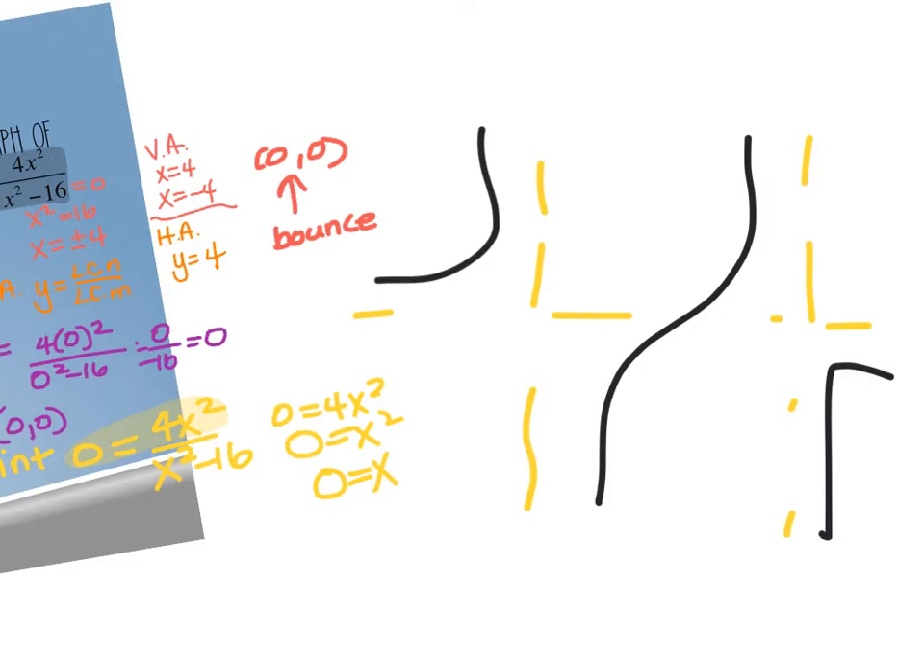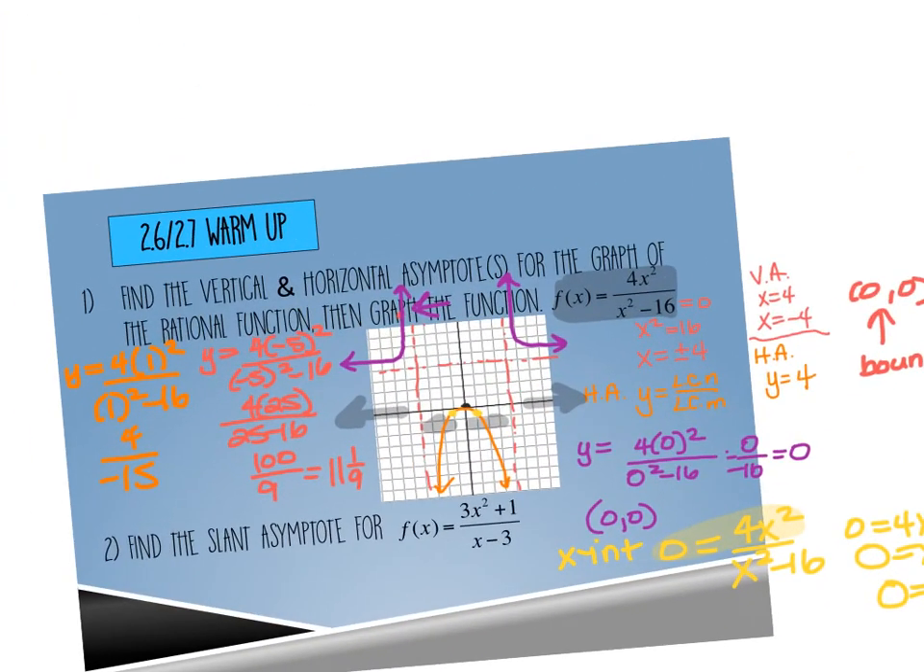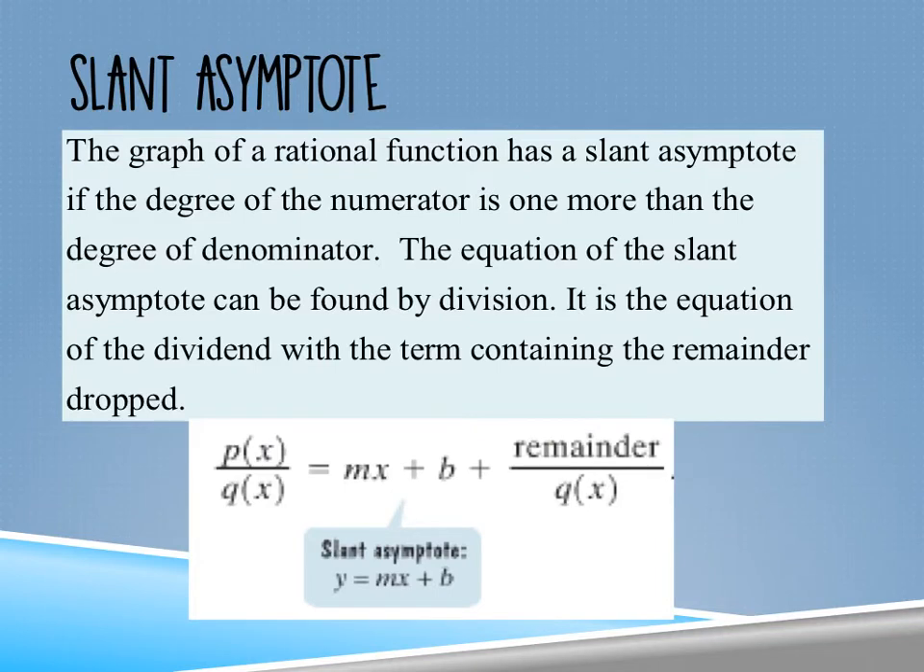Yeah, okay. All right, so let's finish with the slant asymptote. I'm going to go back to the notes, and this is where we left off. So a slant asymptote occurs if the degree of the numerator is 1 more than the degree of the denominator. So if the highest exponent in the numerator is 1 more than the denominator. It could be 3 and 2. It could be 10 and 9. Okay? The relationship just has to be 1 more.